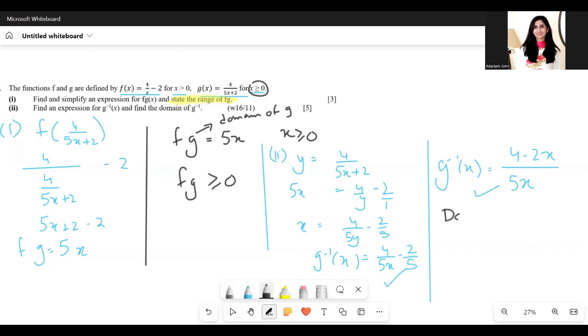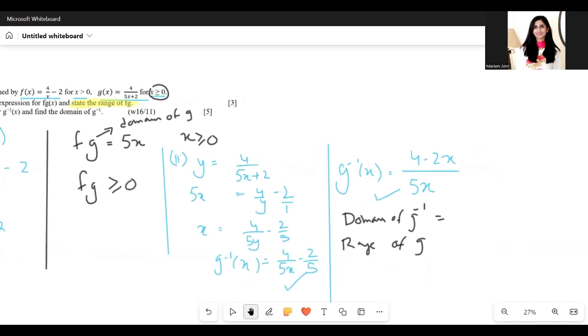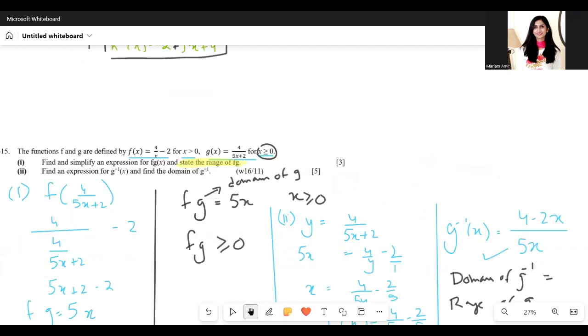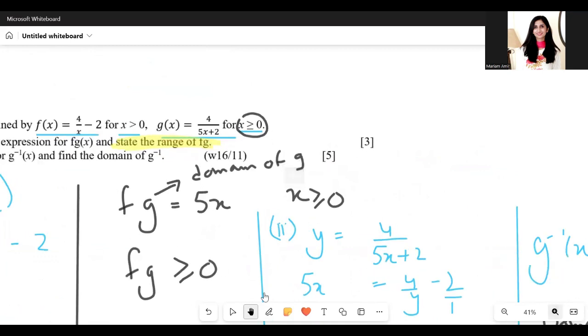Okay. Next part is find an expression of g inverse of x, done, and state the domain of g inverse. So domain of g inverse is equal to range of g. Now, what is the range of g? Let's go back to the function g(x), which is here. We need the range of g(x).